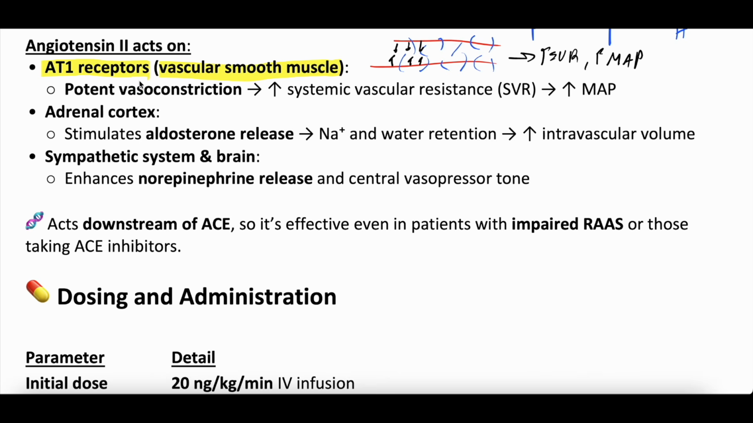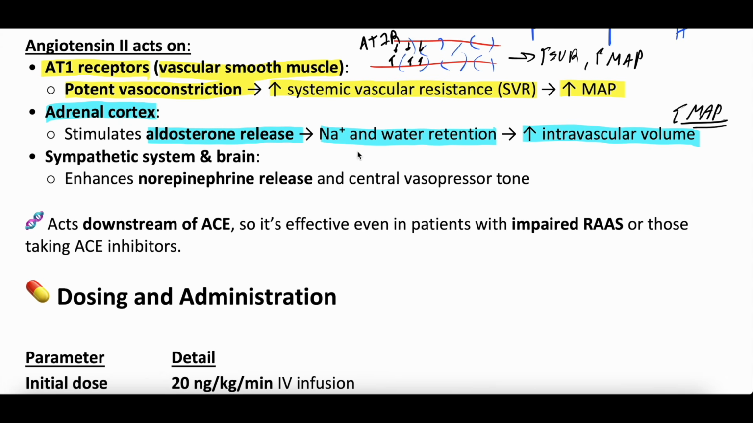So angiotensin II acts on these AT1 receptors in the smooth muscles, causing those smooth muscles to contract and vasoconstrict their blood vessels, which increases systemic vascular resistance and increases the mean arterial pressure. Okay. Angiotensin II, though, also works on the adrenal cortex. It stimulates aldosterone release, and this causes sodium and water retention, which can increase your intravascular volume, which, depending on the pathology for your hypotension, might increase your MAP as well.